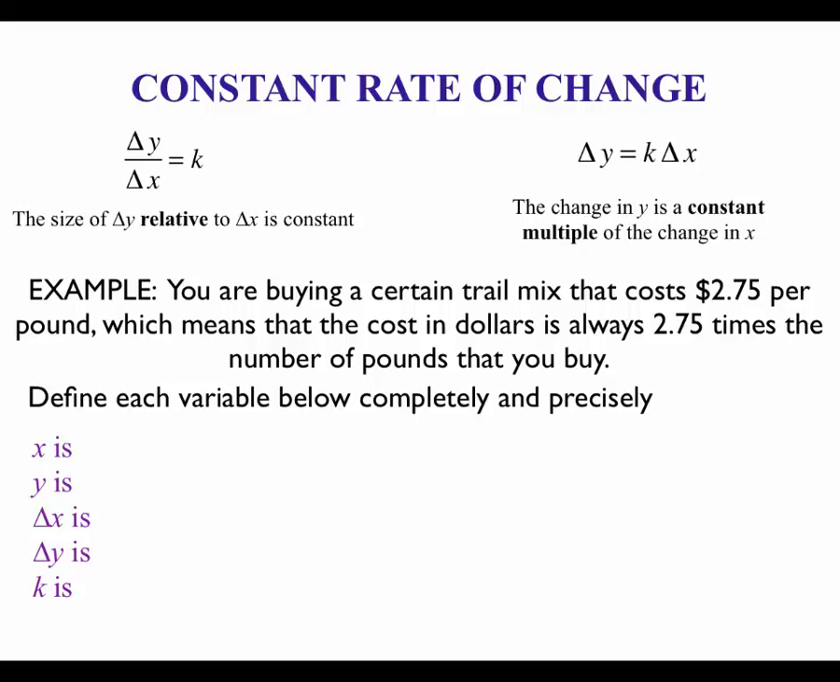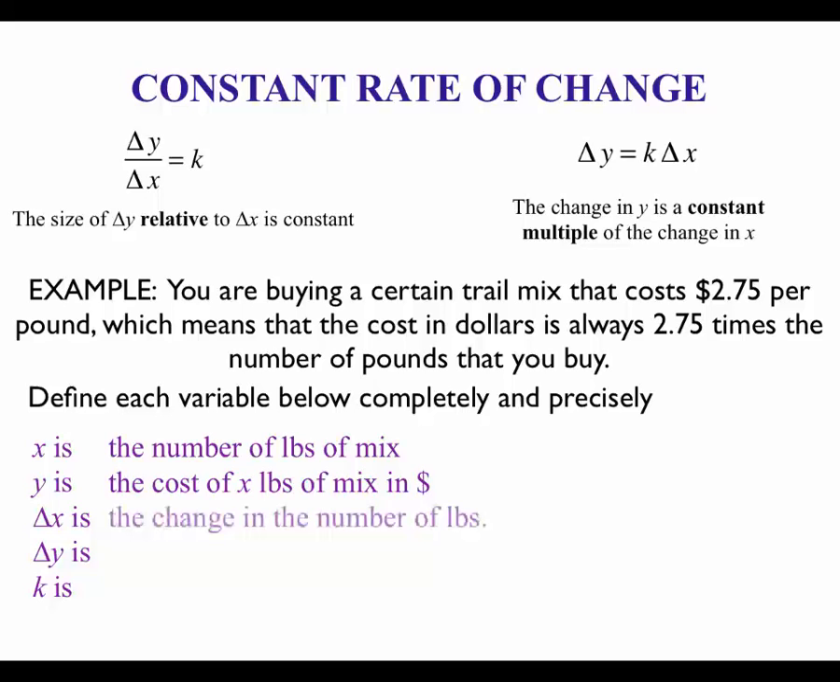Okay, what is x? Number of pounds of mix. Or you could have said the weight of the mix in pounds. Y is the corresponding cost in dollars. So what would delta x be? A change in the number of pounds. And delta y? The change in the cost. Okay, and what is k? 2.75.